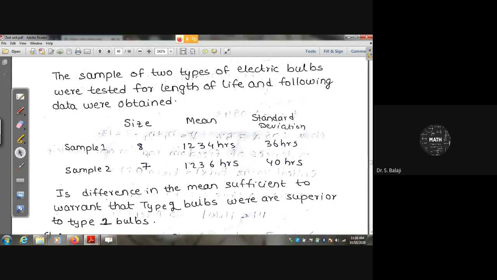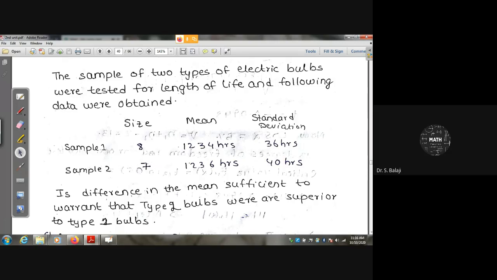You see the data: N1 is 8 and N2 is 7, but both are not equal, N1 not equal to N2. Correspondingly, X1 bar value, X2 bar value, S1 value, S2 value, all the values are given here. Therefore, since N1 is not equal to N2, you can use the first test statistic.